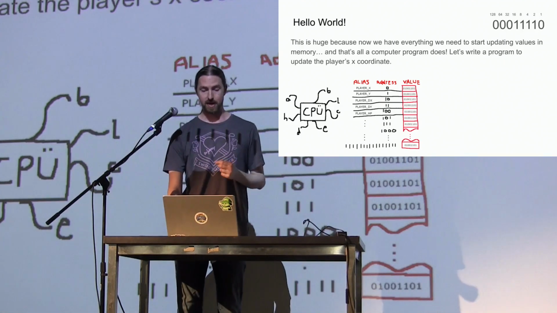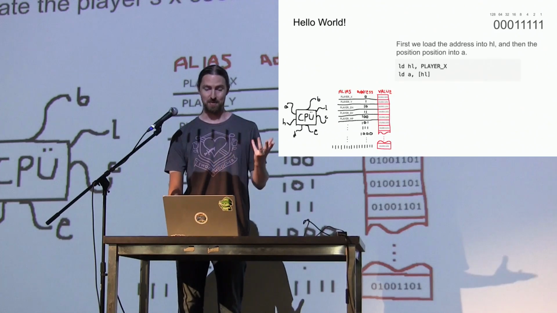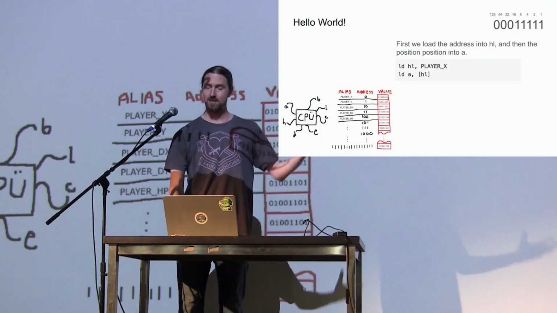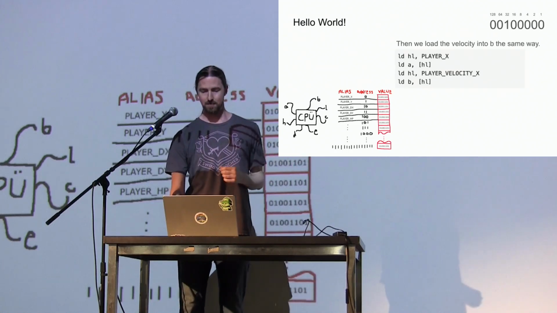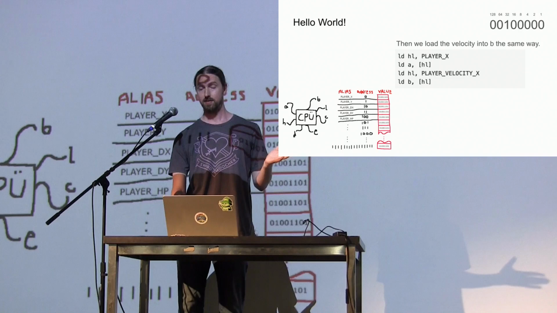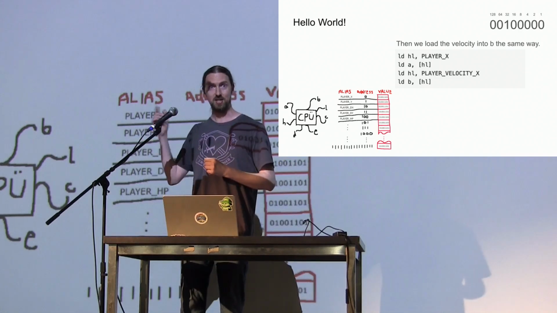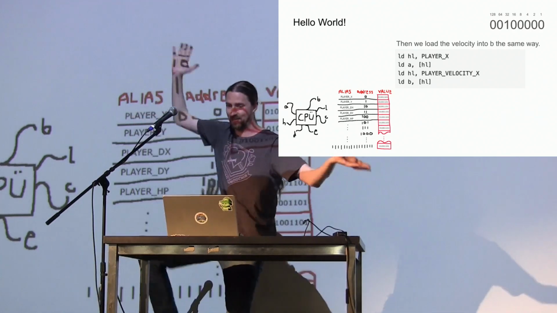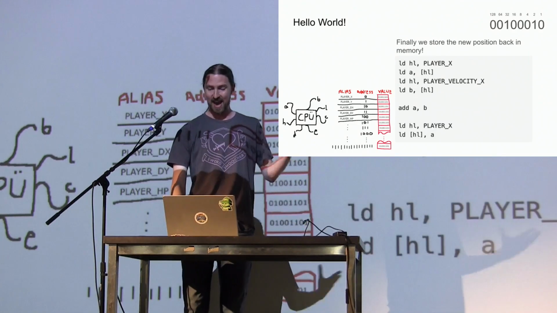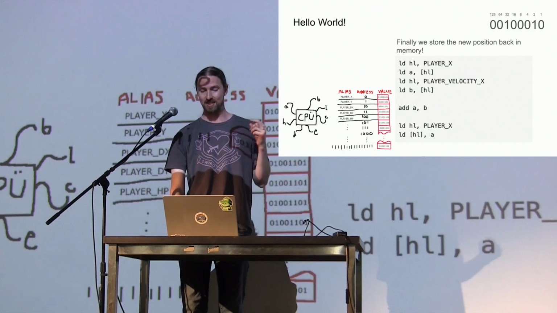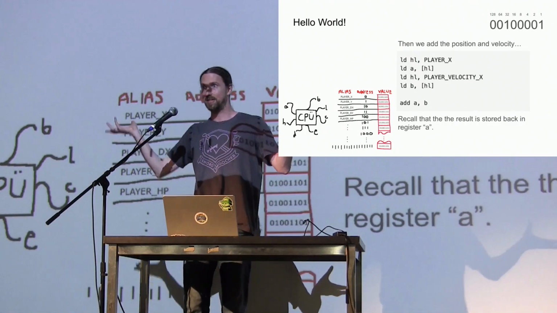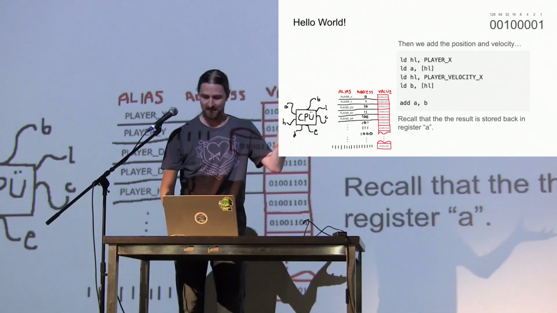So I'm going to write a little program that updates the player's X coordinate, because that's something we do in video games. So here's this. You've seen this before. Player X into HL, call up HL, get the value. Do the same thing again, but this time we're loading the velocity, the change in X, into B, which is another register, right? So now we're really using all of our tentacles. And then add A, B. Add A, B, right? Adds them together, and recall, it stores the result back into A.